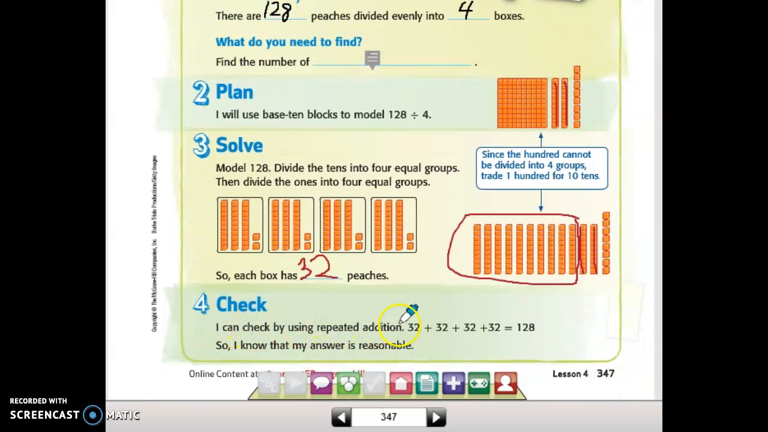I can check using repeated addition. 32 4 times is 128, so I know my answer is reasonable. I can also check with my multiplication, which would look like this. 32 times 4. 4 times 2 is 8. And 4 times 3 is 12, which gives me 128. That's how I know we did this correctly. So there are 32 peaches in each box.